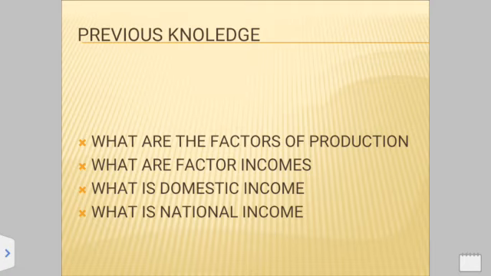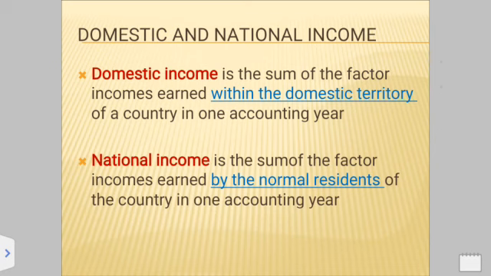Now, what is domestic income? Domestic income is the sum of the factor incomes earned within the domestic territory of a country in one accounting year. Within the domestic territory of the country, so many factors of production are employed to undertake the production process, and whenever those factors of production are employed, in return they get the factor incomes, and the sum of all these factor incomes earned within the domestic territory in one accounting year is known as the domestic income.